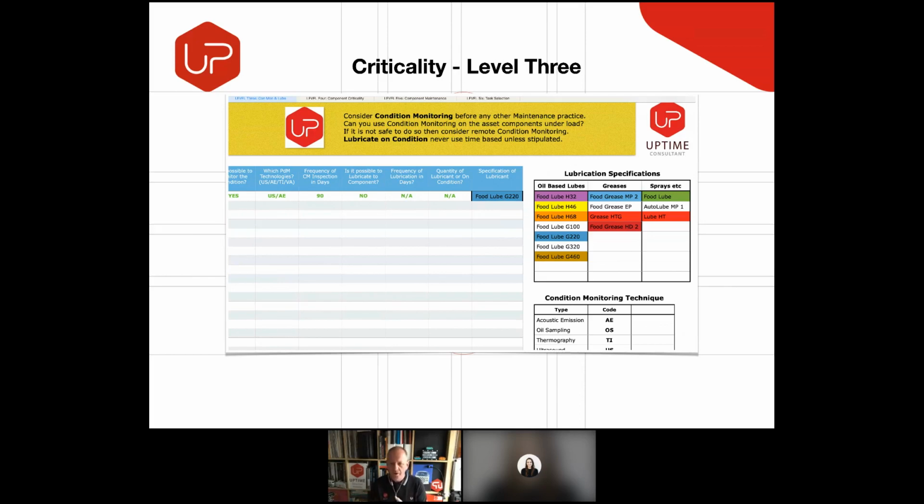Can I put it on a predictive? So can I put some condition monitoring against it that will tell me to do it on condition rather than on time, because we'd always prefer to do it on condition. So that's a really good tool. Over time, you can go back to that. For some clients, it becomes a sheet they go to when they want to know what they're going to do with their assets after criticality.